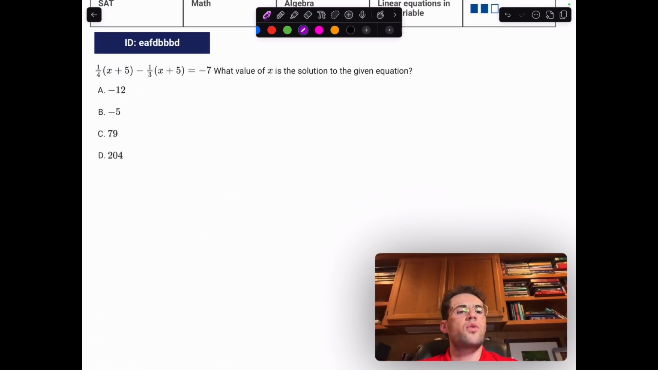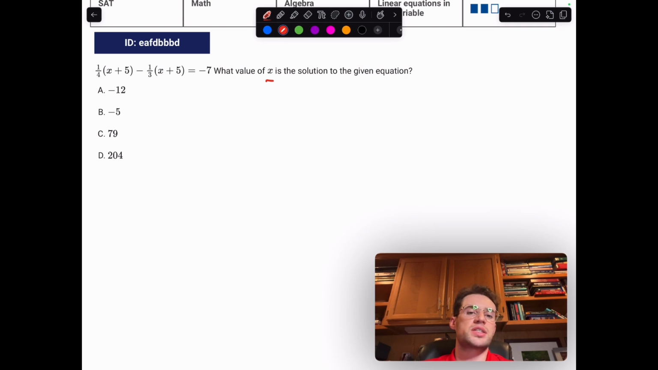Here we have 1/4 times the quantity x plus 5 minus 1/3 times the quantity x plus 5 equals negative 7. What value of x is the solution to the given equation? So this one's similar. They still are doing x plus 5s, but in this case, they actually want you to find x. And we have fractional coefficients. So this is similar to one that we did a couple ago. I think I did this 3 ways before, so I'll do them quickly.